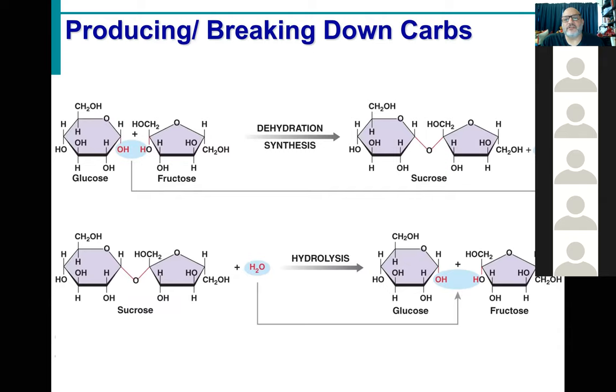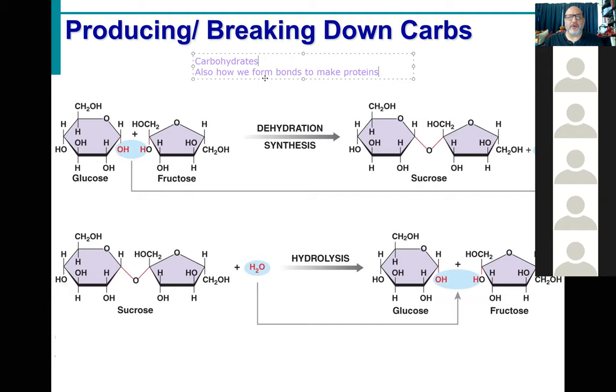So notice when we're forming a bond, and this is important, we're talking about it here in carbohydrates, but this is also how we form bonds to make proteins as well. So again, this process of dehydration synthesis to make the bond and hydrolysis to break the bonds are used for both carbohydrates and for proteins.